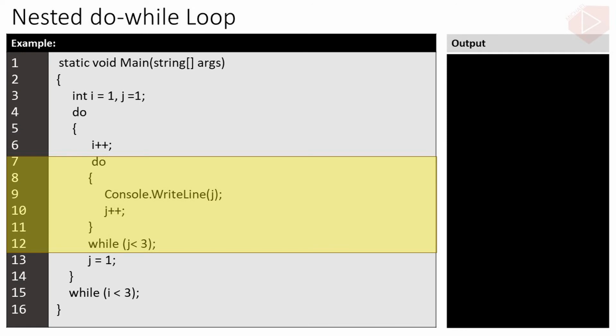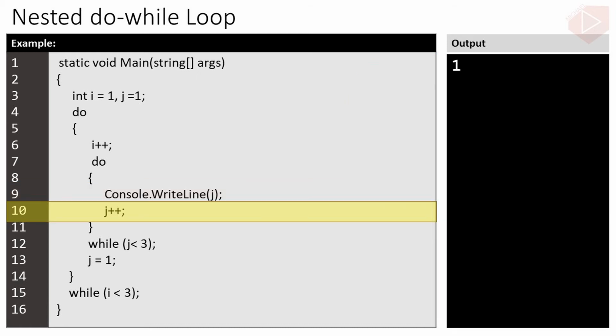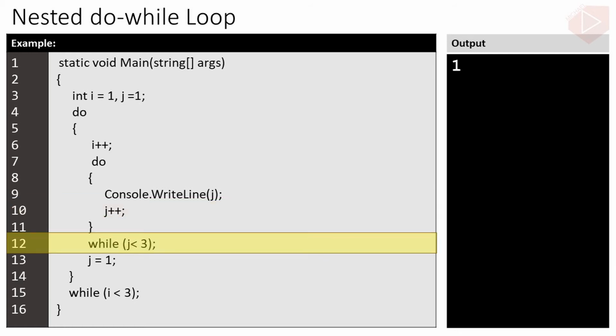Inside this loop is another while loop, which will be the inner loop. The first statement in the inner loop is to print the value of the variable j. So this will print 1. Then add 1 to variable j. Ask variable j, which is now equal to 2 after the increment, if it's less than 3.